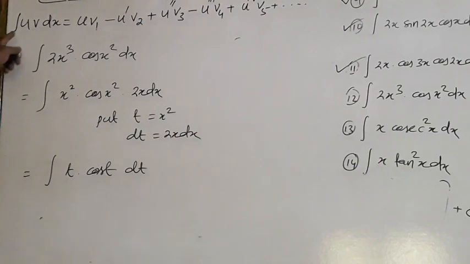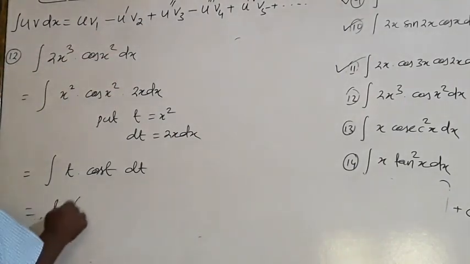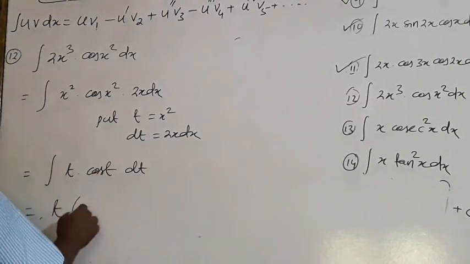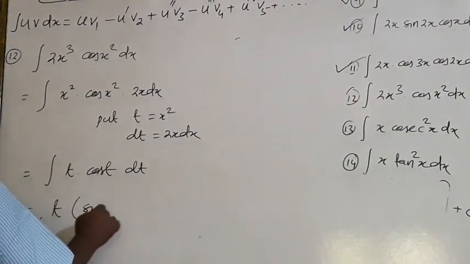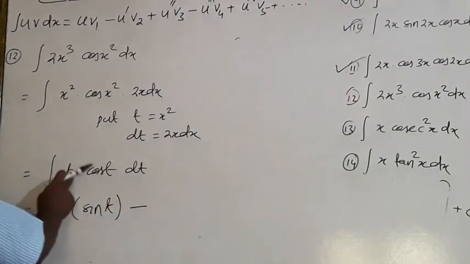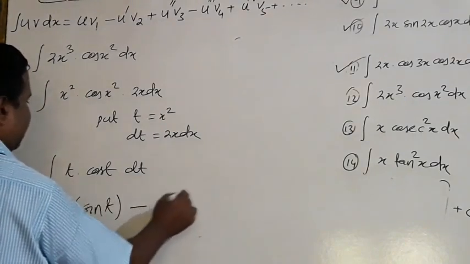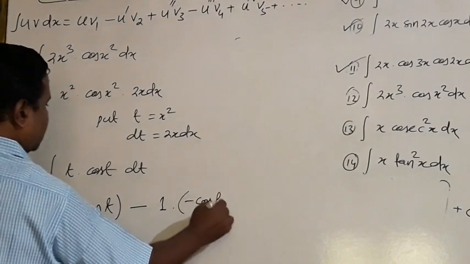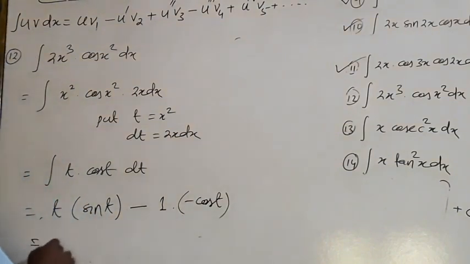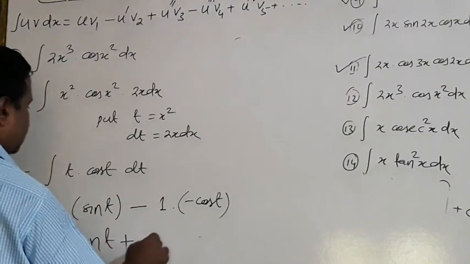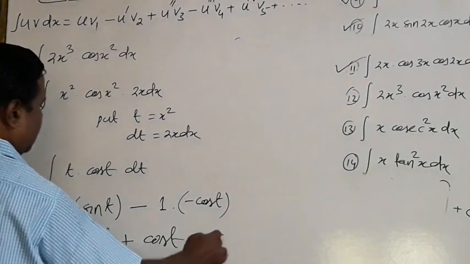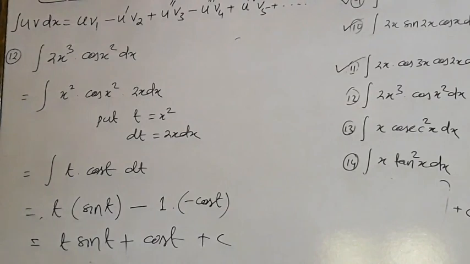By applying the u into v method, I am writing it again. t, then the integration of cos t is sin t, minus derivative of t, which is 1, and integration of sin t is minus cos t. This is t sin t plus cos t plus c. Okay?